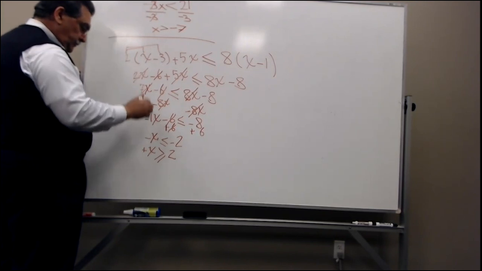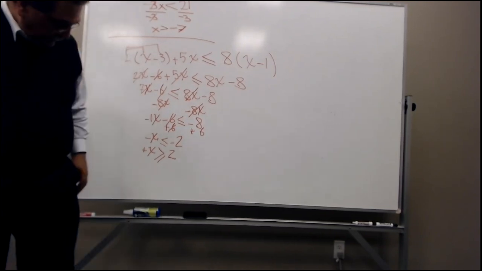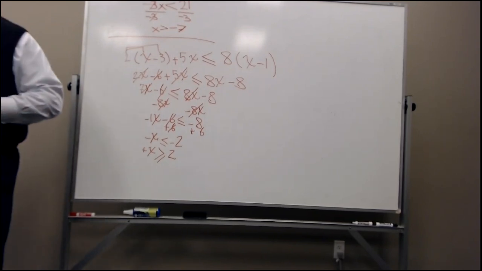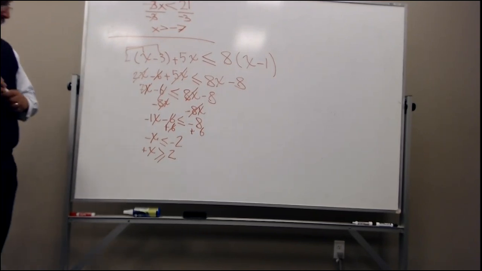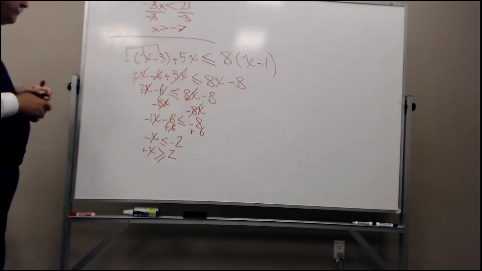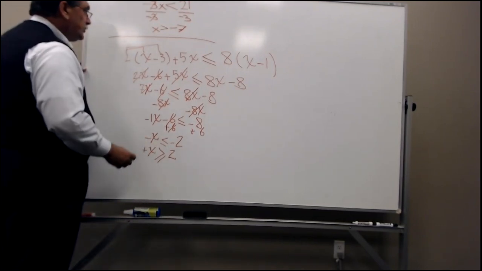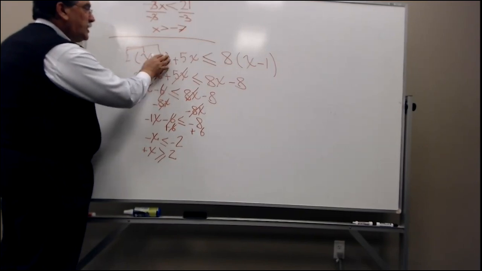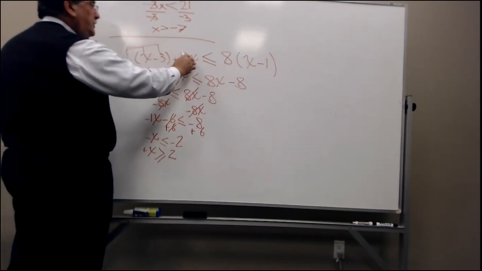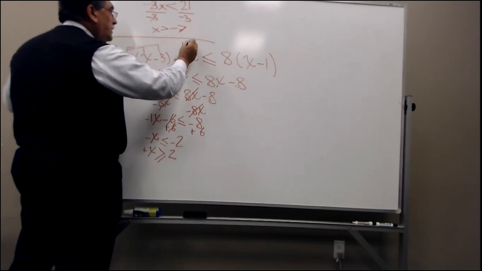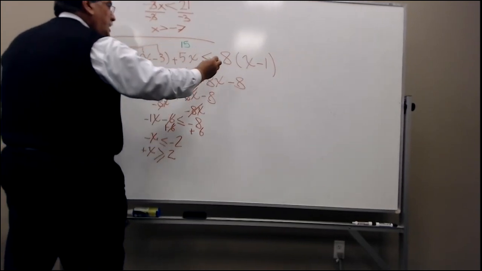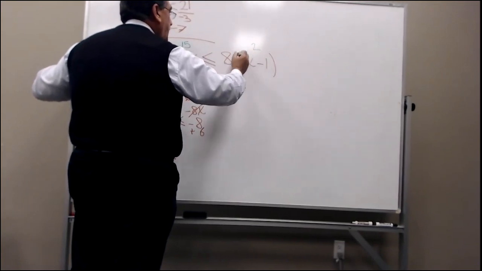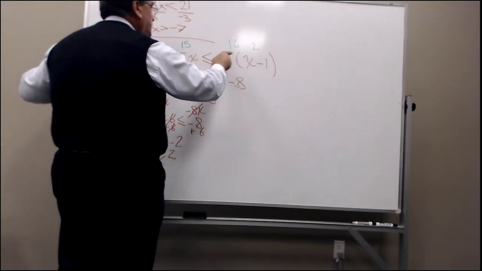Let's check it. If I put, for example, 3, let's say x is equal to 3. If x is 3, 3 minus 3 is 0, so this becomes 0. 5 times 3 is 15. So if x is 3, this becomes 2. 2 times 8 is 16. 15 is less than 16.